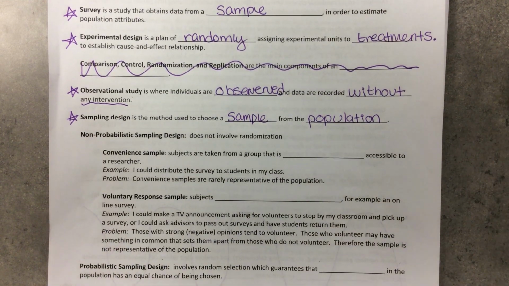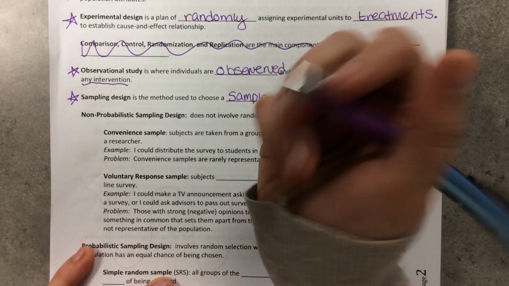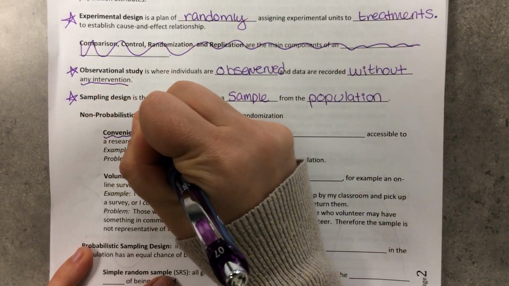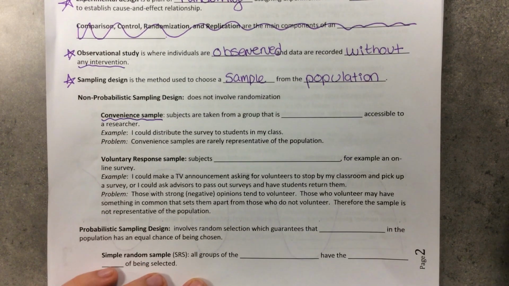So there's a couple different types of sampling. Unfortunately, these are just vocabulary terms that you're going to need to memorize and know how to apply in given situations. I'm sorry, I'm not a big fan of memorization, but this is just part of statistics. So one type of sample design is called convenience sample. And convenience sample means it's easy to do.